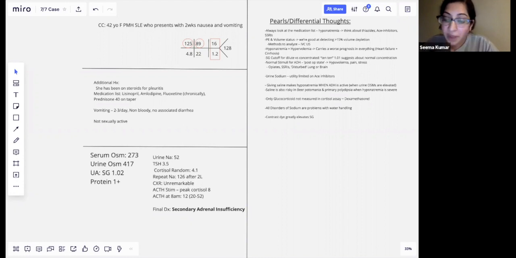And finally, probably the best pearl for intern year is get the whole med list. So I feel like the more questions and cases that we do, you'll find that it's that random supplement somebody's taking, one of those medicines that they don't even consider to be a medication because they've been on it for so long. So definitely really important to get that whole list.